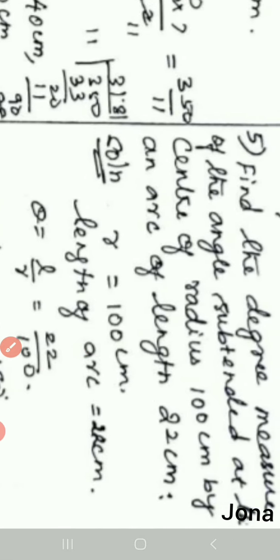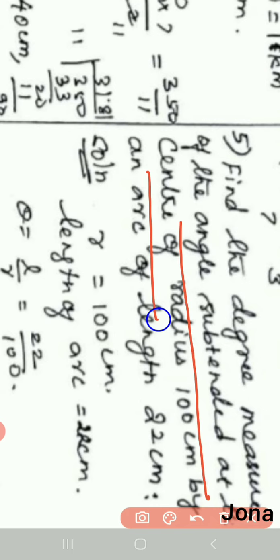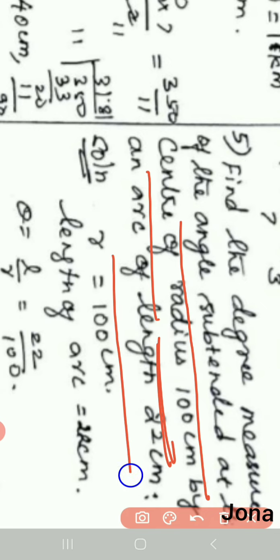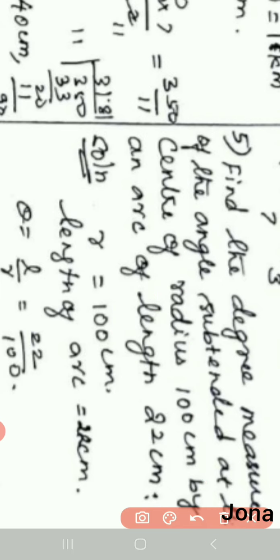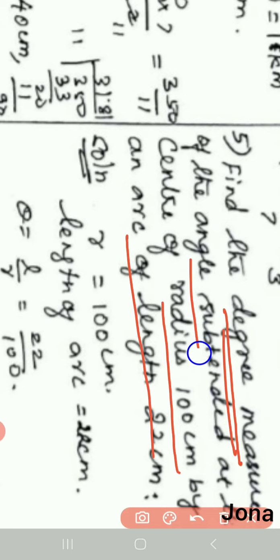Then fifth problem, find the measure of the angle subtended at the center of radius 100 centimeter. Radius is given, that is 100 centimeter, and an arc of length is 22 centimeter. So here what are the things given in your problem there? Arc of length is given and radius is given, and what we want to find now, find the degree angle subtended at the center. You want to find there.